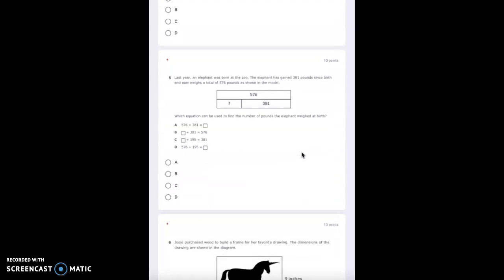Number 5. Last year, an elephant was born at the zoo. The elephant has gained 381 pounds since birth and now weighs a total of 576 pounds, as shown in the model. Which equation can be used to find the number of pounds the elephant weighed at birth?